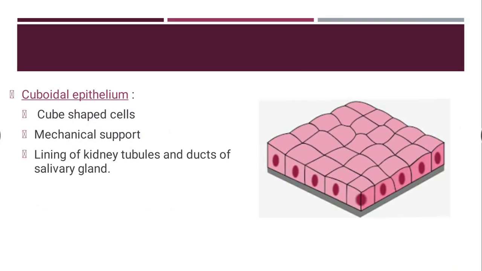Next is the cuboidal epithelium. Here we can see cube-shaped cells and they provide mechanical support. They are found lining the kidney tubules and ducts of the salivary gland.